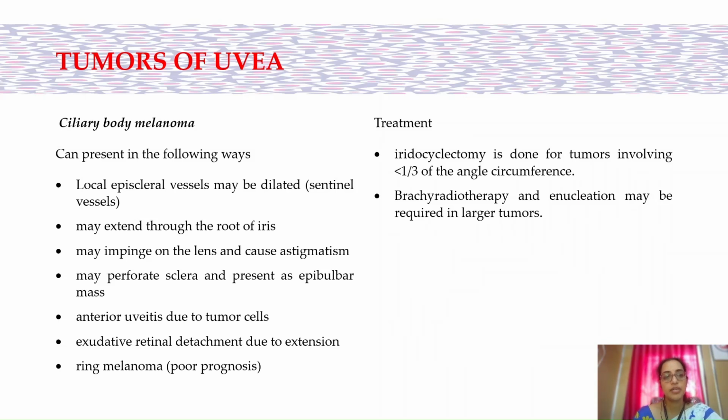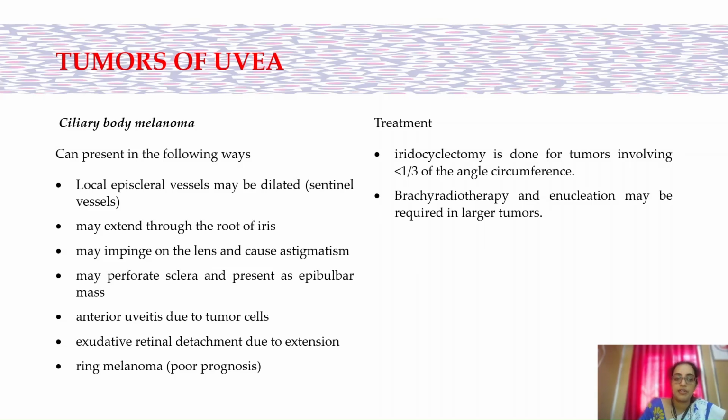Coming to ciliary body melanomas, they may present in different ways because the ciliary body is not really visible on slit lamp examination. You might have to look for some clues, like local episcleral vessels may be dilated, and this is known as sentinel vessels. The tumor may extend through the root of iris. The tumor may impinge on the lens and cause astigmatism.